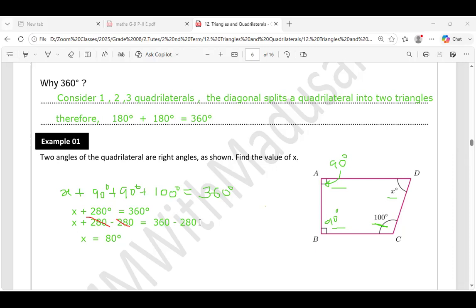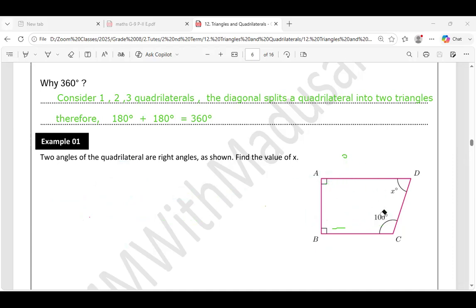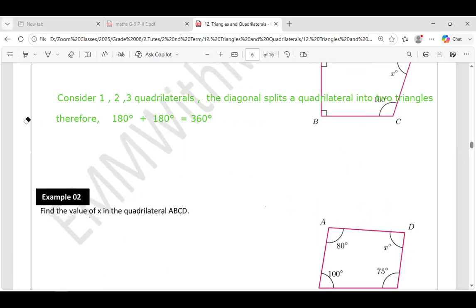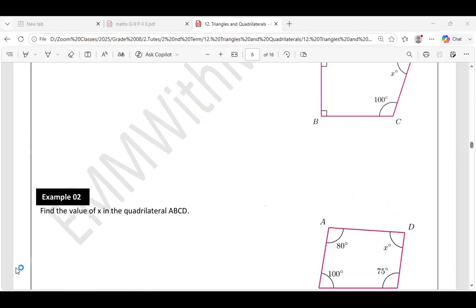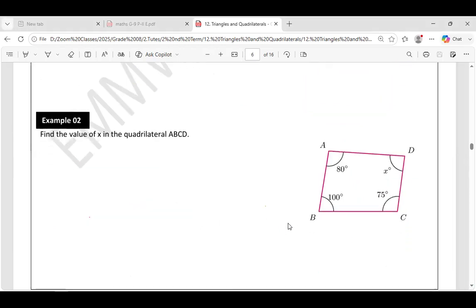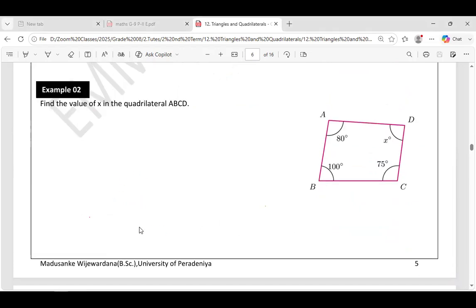Okay, so let's do the rest of the examples. Try it, and I will share the screen and show you. Let's do one by one. Do example number 2 and then give the answers. Do it fast. I want to see who finishes first. I'll give you 1 minute.